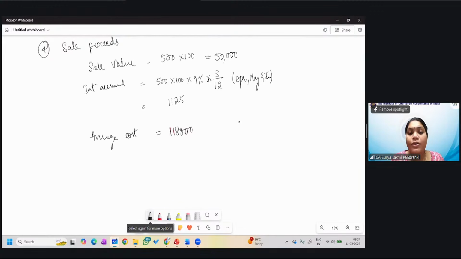So 1,18,000 is the average cost for 1,20,000 shares. Agreed? Or 1,200 shares. The nominal value is 120, or if you are taking it in number, then it is 1,200. And you have to calculate this for 500. What is the value? 500. I mean, total cost, total value.